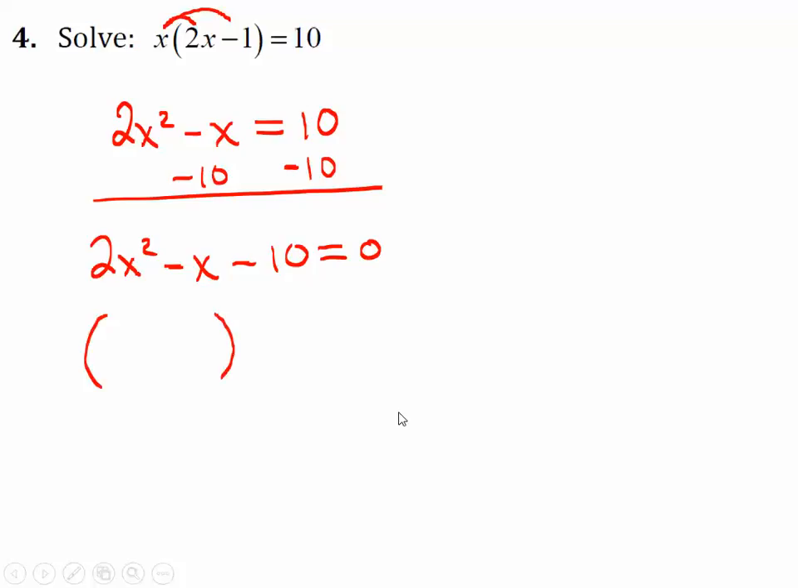Alright, hopefully you did the factoring here. So again, the only way to get a 2x squared is 2x times x, and then you've got to think about the 10. So 5 and 2 maybe, 10 and 1. I'm thinking 5 and 2, and the reason is I need a negative 1 here. I'm thinking that because 2 times 2 is 4. So now I have a difference of 1 between the 4 and the 5. So that means I need the 4 over here.